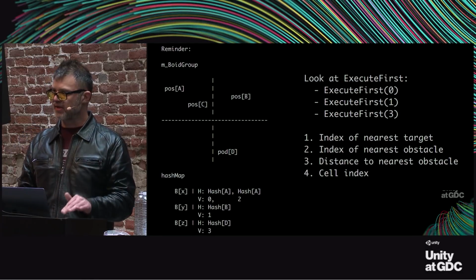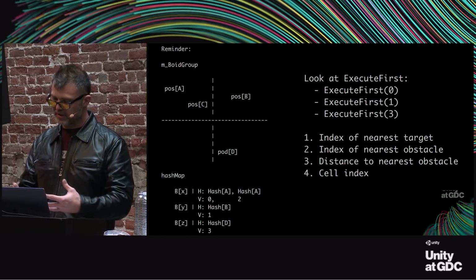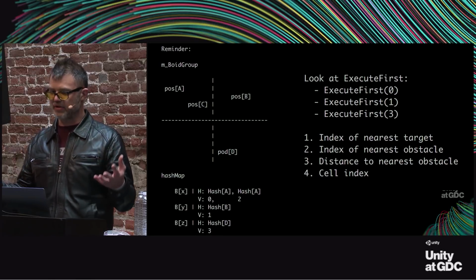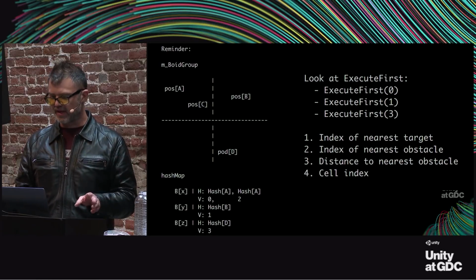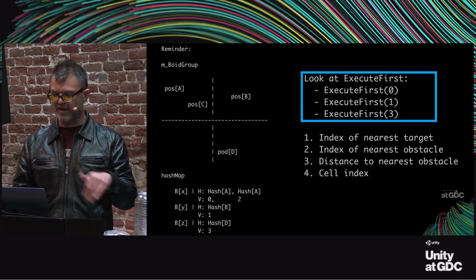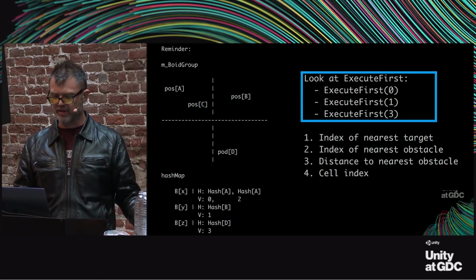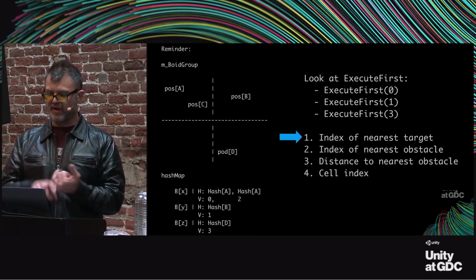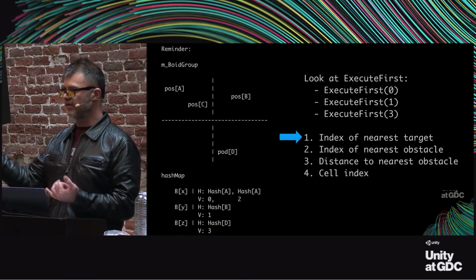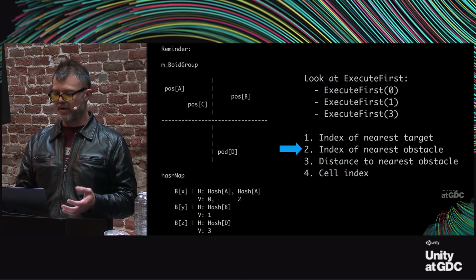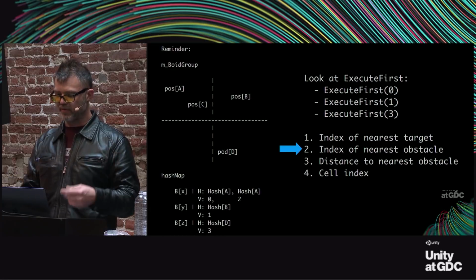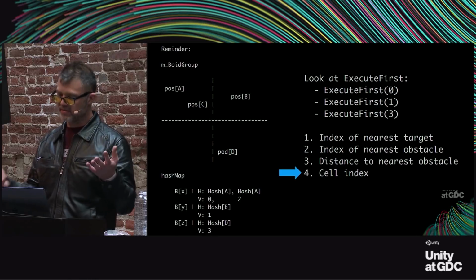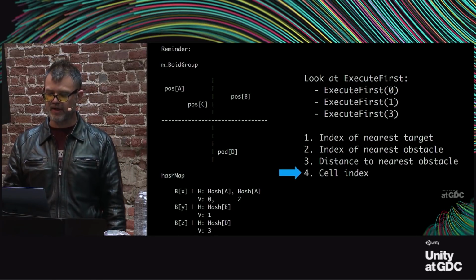So let's look at the process that's happening in execute first in this particular job execution kernel for this Boyd's example. What are these things actually doing? In the execute first case, the 3 cases are A, B, and D, corresponding to these places in the hash map. The thing that we want to do is find the index of the nearest target. What's the thing that I want to target for this particular cell? What's the obstacle for this particular cell that I want to avoid? What's the distance to that obstacle? And what's the index of this particular cell? That's it. That's what I want to track in the first execution.